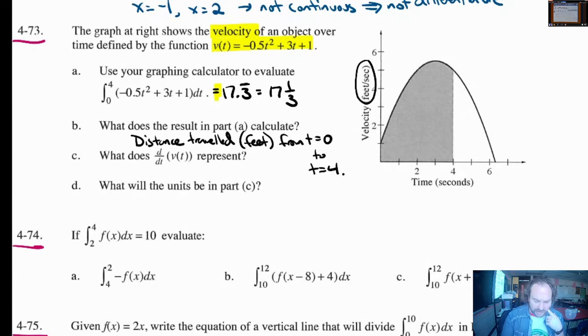That's important because that's the bounds of the integral. 0 to 4, 0 to 4. The more you play around with integral notation, I hope you're seeing how useful and powerful it is.